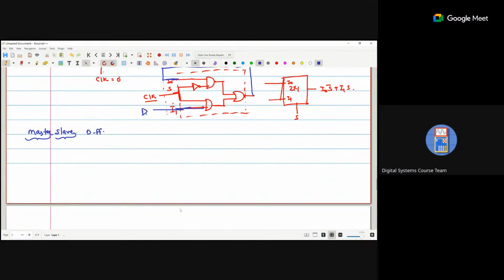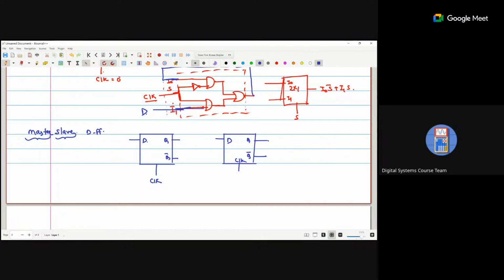Okay, so we have one latch with D, clock, Q and Q bar. Again, we have another with D, clock, Q and Q bar.